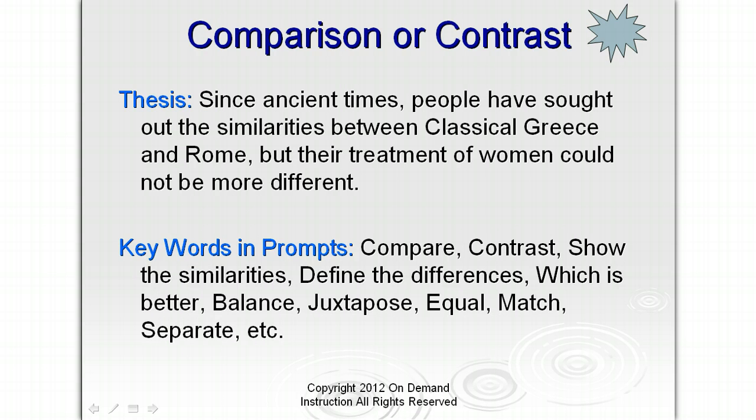Here's an example thesis that does work. Since ancient times, people have sought out the similarities between classical Greece and Rome, but their treatment of women could not be more different. Therefore, we're going to go into a paper that's all about their differences, acknowledging that they have some similarities, but the paper is going to be about differences. Keywords you may run across: compare, contrast, show the similarities, define the differences, and so forth.